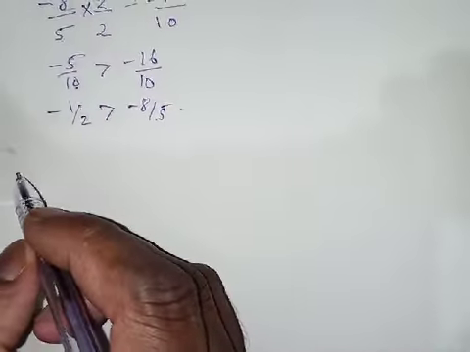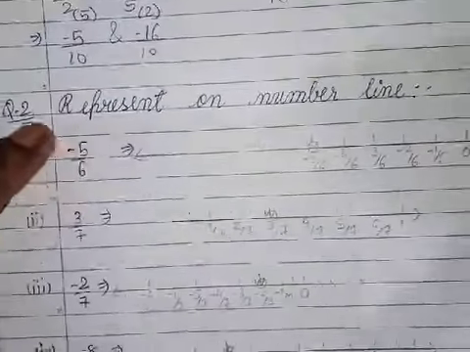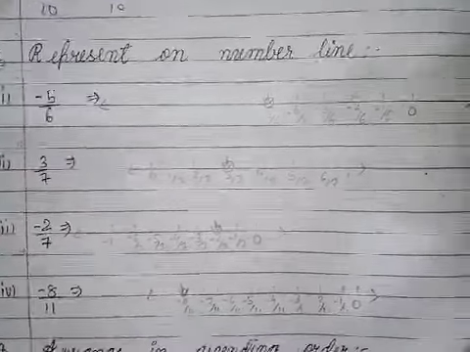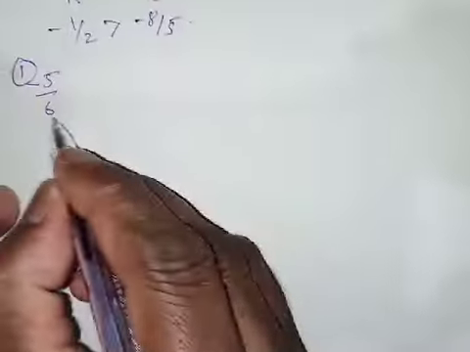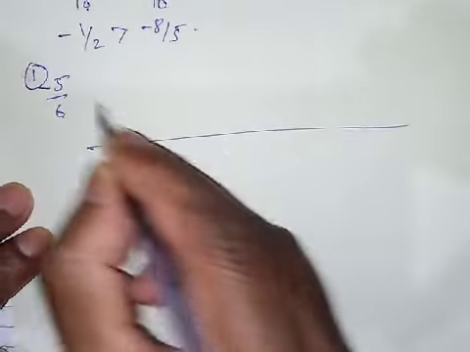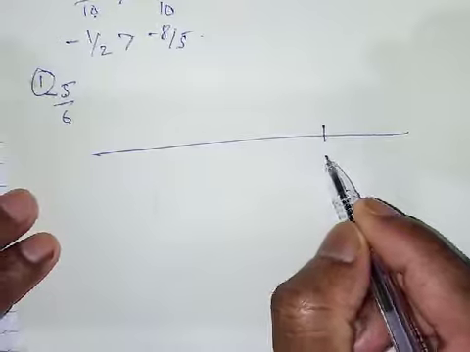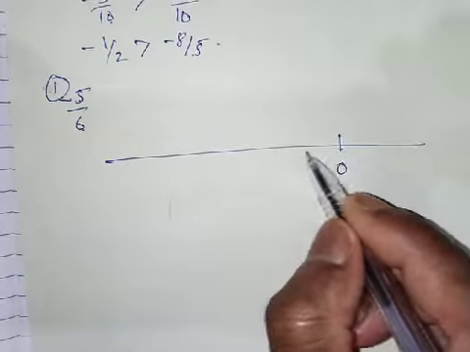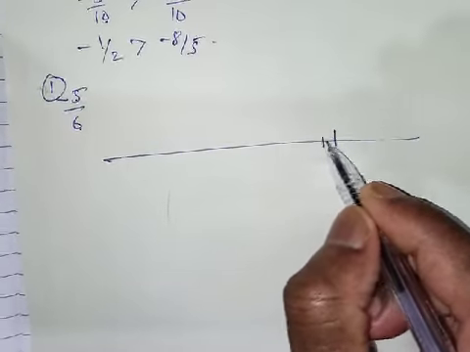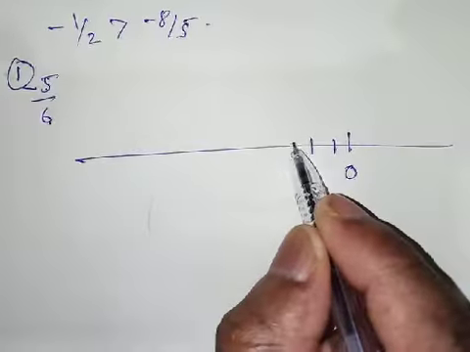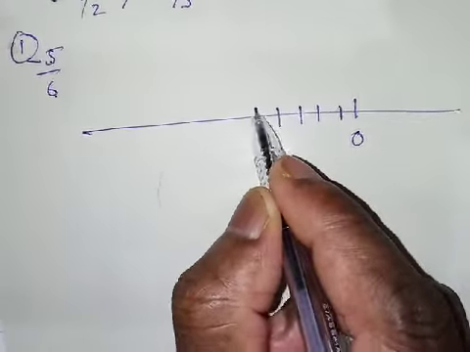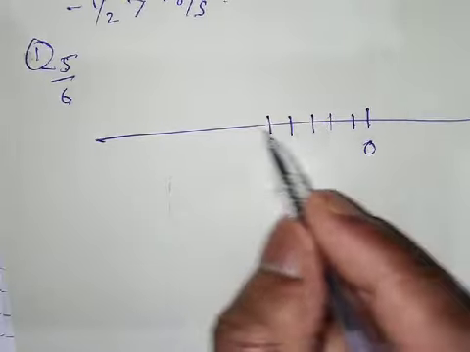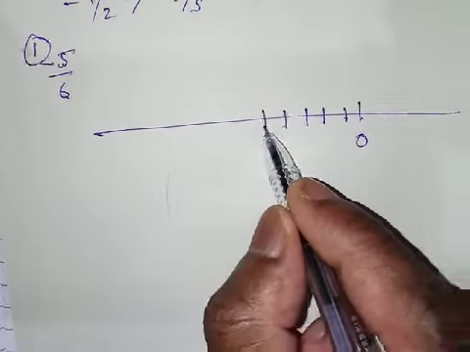Question 2. Represent on the number line. The first fraction given is minus 5 by 6. What is in the denominator? 6. Where is the minus sign? So we'll take minus here. Minus 5 by 6. So divide 0 to 1 into 6 equal parts. 1, 2, 3, 4, 5. Okay, 6 equal parts. Here 1, 2, 3, 4, 5 and 6.